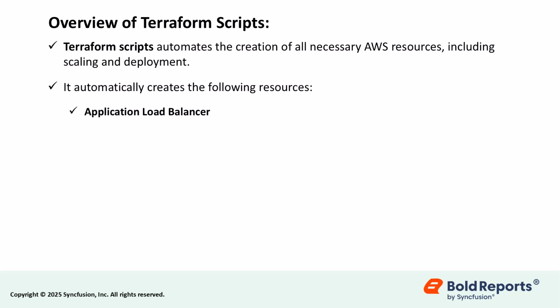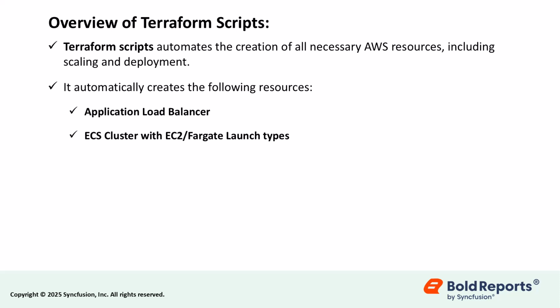The application load balancer distributes incoming traffic across multiple targets, such as EC2 instances, containers, and IP addresses, to ensure high availability. ECS cluster with EC2/Fargate launch types.